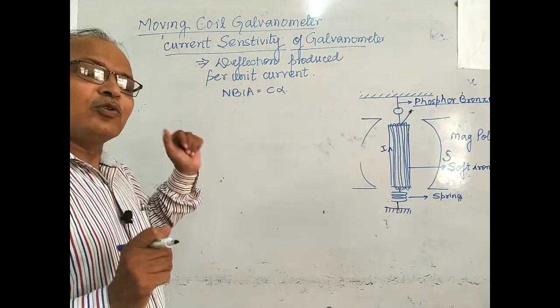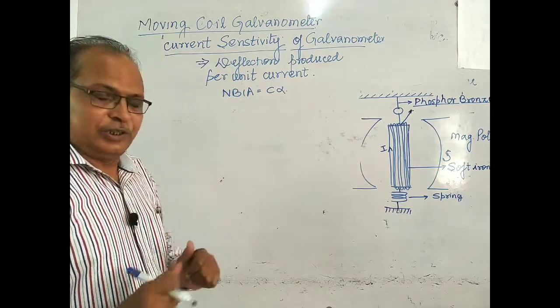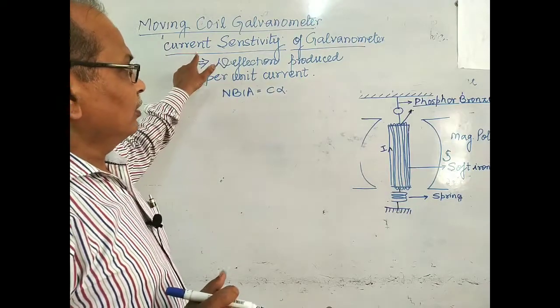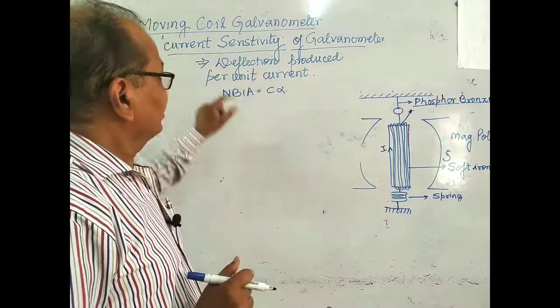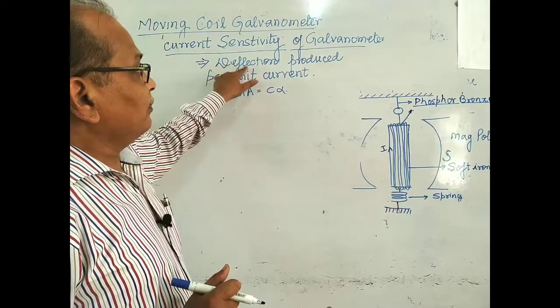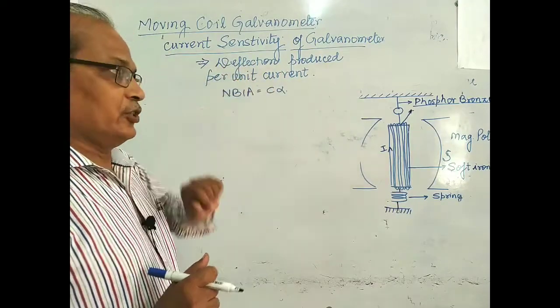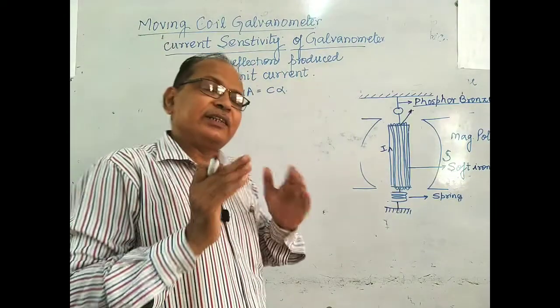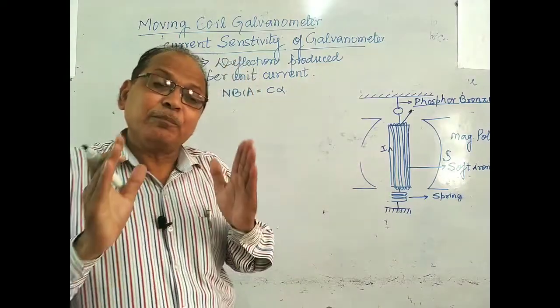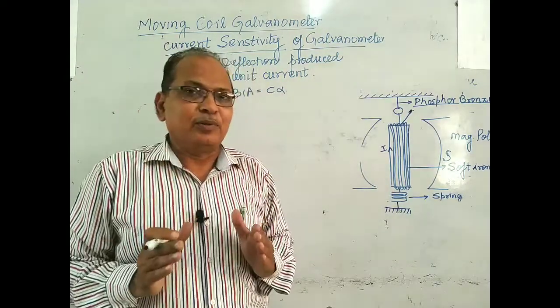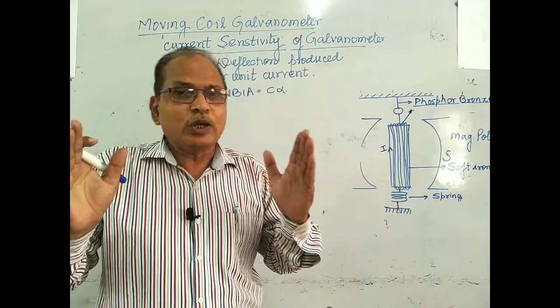Now we will study the current sensitivity of a galvanometer. This is also very important. It is the deflection produced per unit current. What is the meaning of current sensitivity? Deflection per unit current. For example, you have two galvanometers.